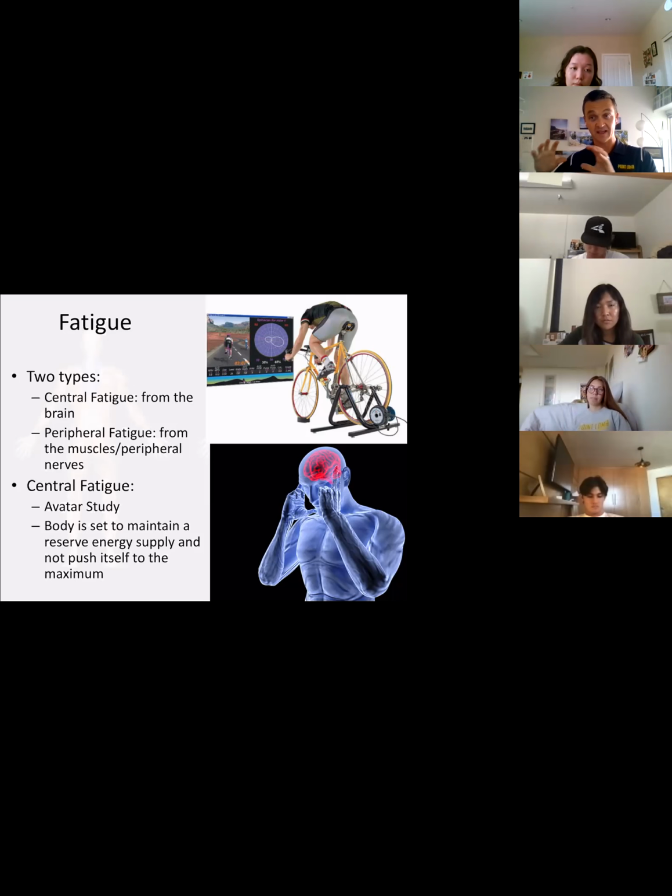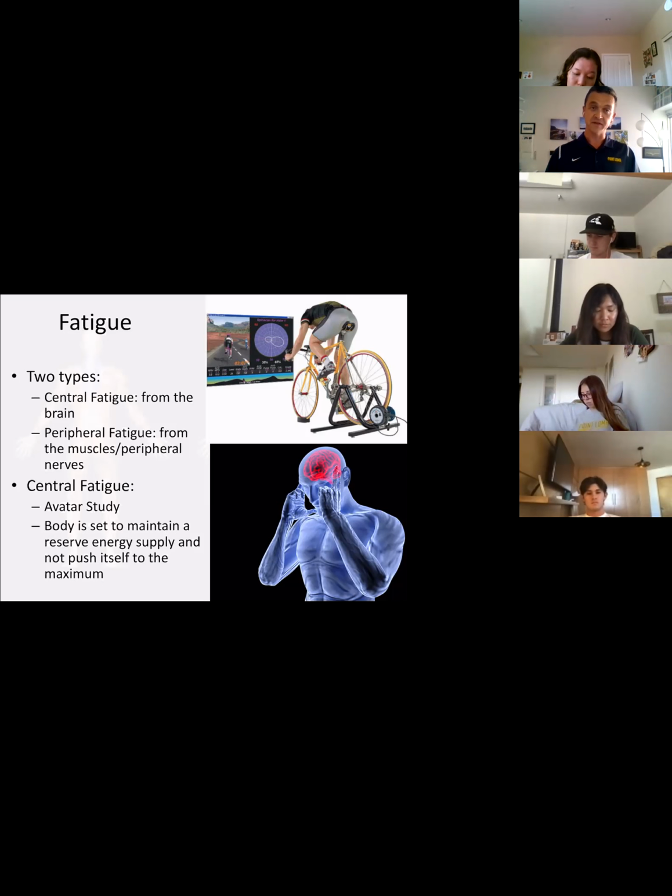Okay, so in that case, your brain is trying to contract muscle, right? Your brain's sending the signal, but when the signal gets there, it's just not quite getting the amount of muscle contraction that it should, because you've got some problems down there in the muscle itself, or in the communication between the nerve and the muscle, right? So that's peripheral fatigue.